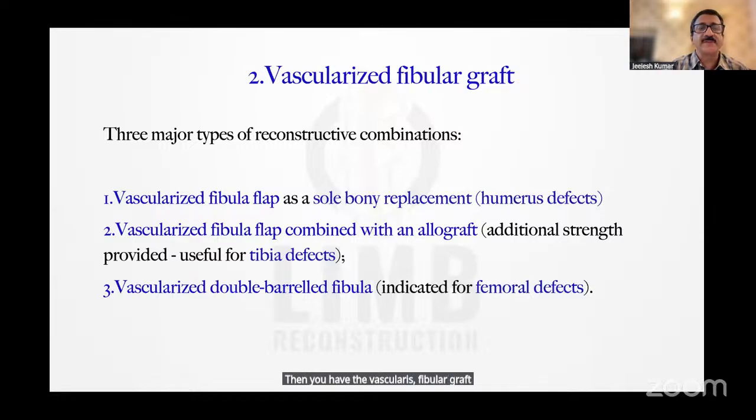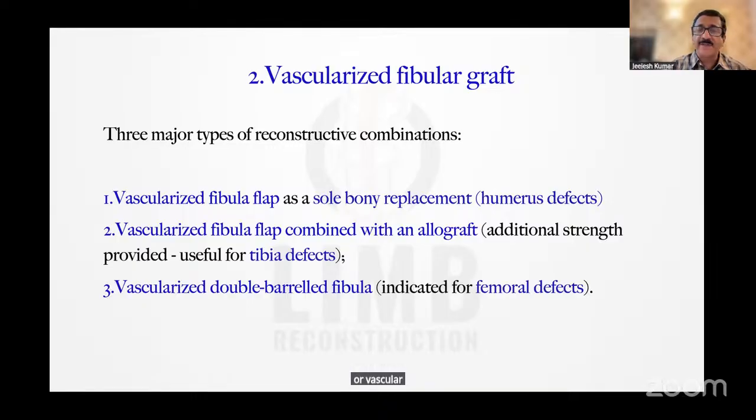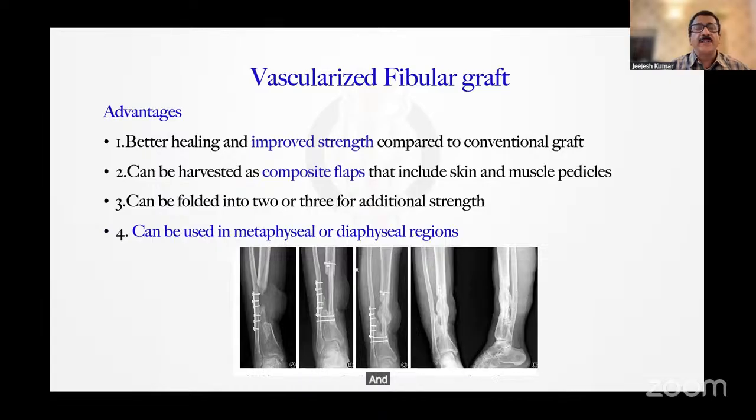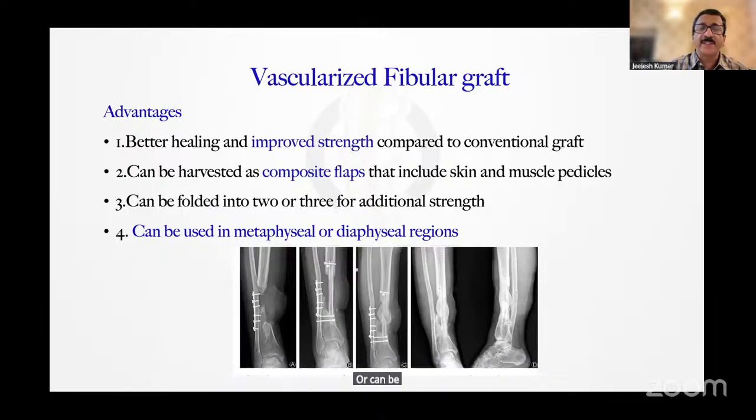There are three types: vascularized fibular flap, a sole bone replacement for humeral defects; vascularized fibular flap combined with an allograft in tibial defect; or vascularized double-barrel fibula, especially in femoral defect. The advantages are better healing and improved strength, and it can be harvested as a composite flap, or can be folded in 2 or 3 for additional strength, and can be used in metaphyseal or diaphyseal region.